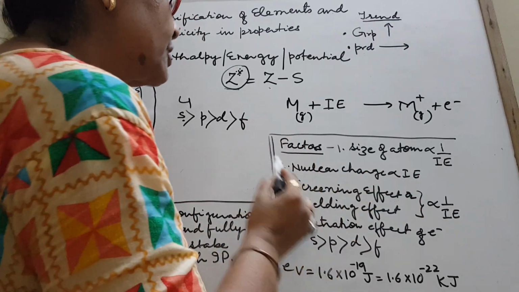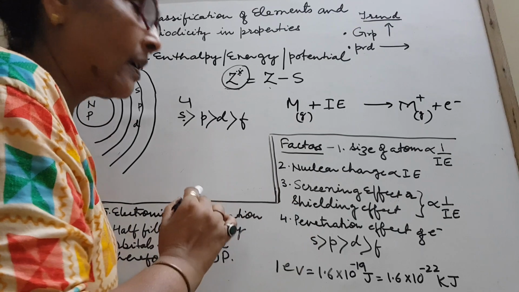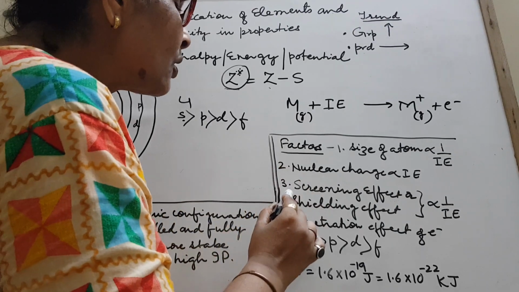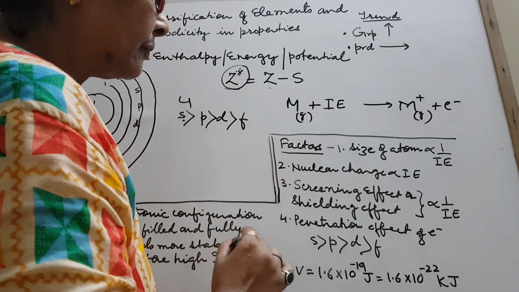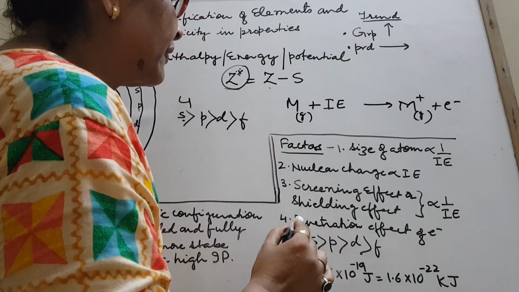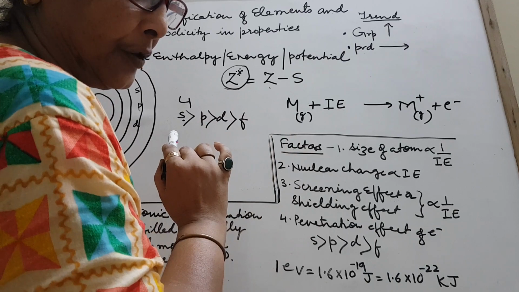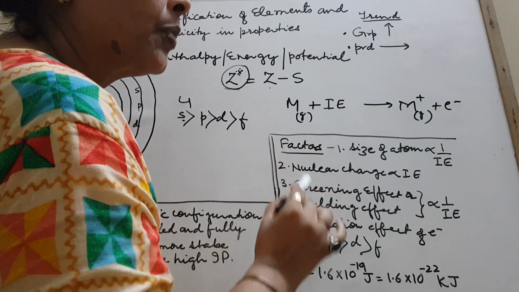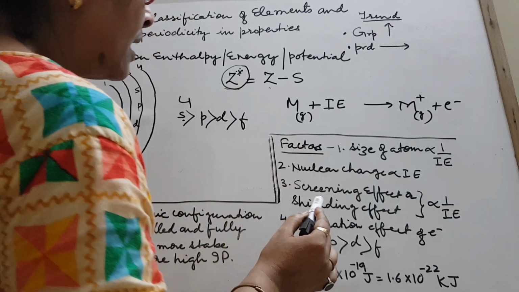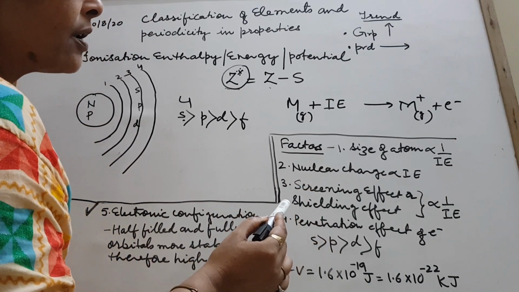Third factor is neutral. This we have to take up in detail. It is called a screening effect or shielding effect. Children, these 2 points were very much known to you, size and nuclear charge. This is the third point and important and new for us. Children, I'll explain to you what is this screening effect or shielding effect.